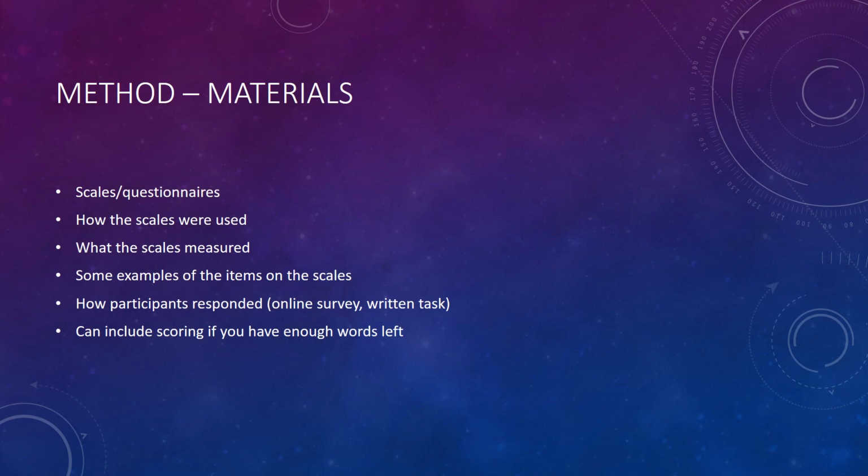Again, looking at your word limit, you can detail more information perhaps in a dissertation or a thesis than you could in a very short journal report. So if you have the word count to include additional information such as the scoring of the measures, then I would recommend doing so, but if you have a limitation, then you need to try and prioritize what the most important sections would be to include.